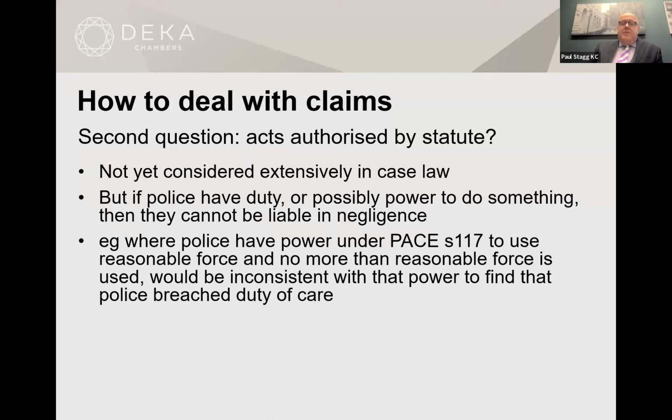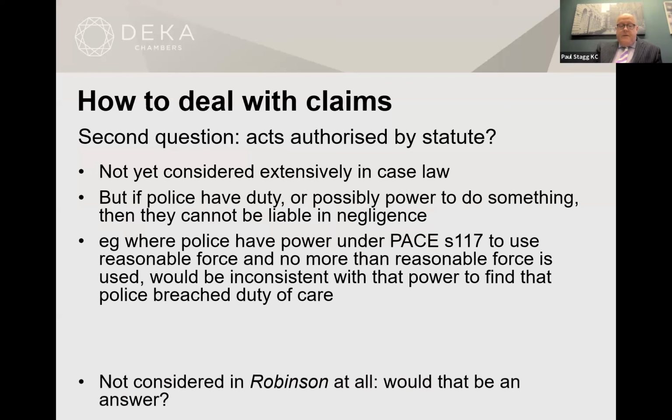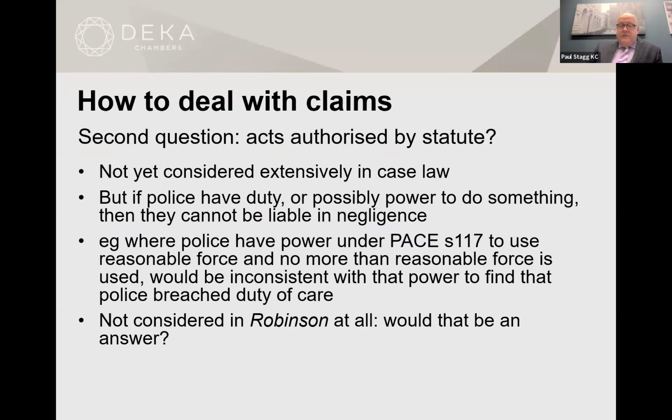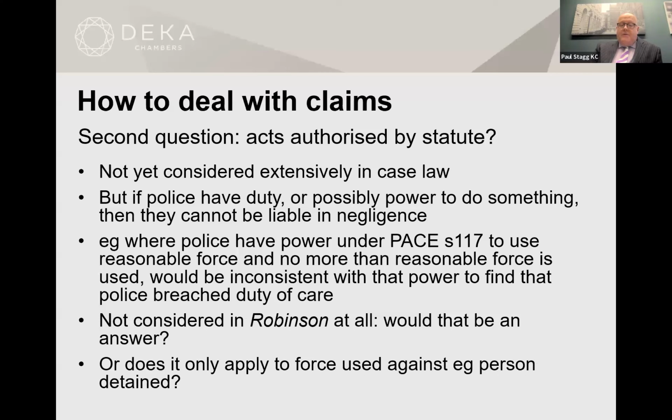An example might be where the police have power under section 117 of PACE to use reasonable force, and no more than reasonable force is used. It's arguable, it seems to me, that it would be inconsistent with that power to find that there was a duty of care and the police breached it. That wasn't considered in the case of Robinson at all. Or it might be that the section only applies to force used against the person detained. So that's an open question. It seems to me to be worthy of further consideration.